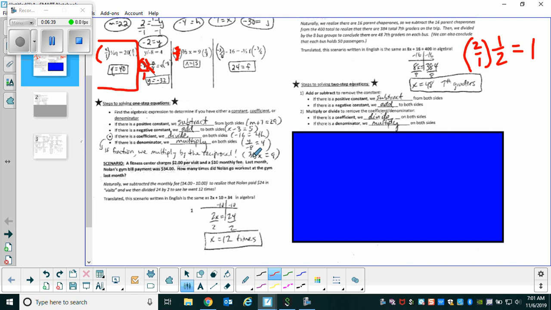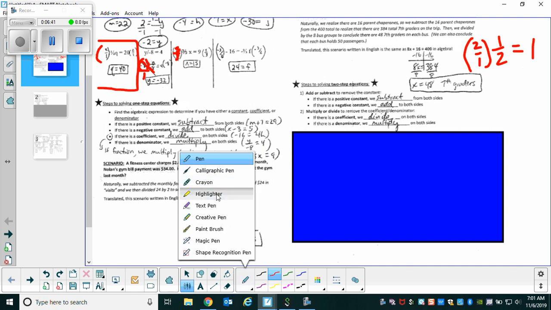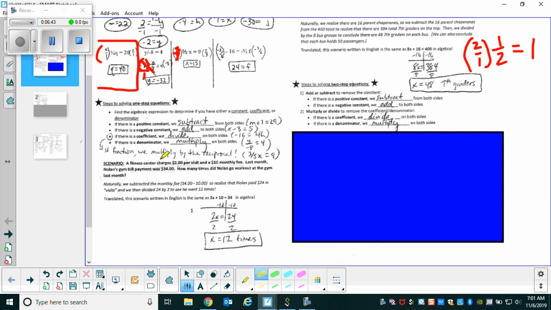All right, so now we've got a scenario here, and we have that a fitness center charges $2 per visit. This kind of sounds familiar, and a $10 monthly fee no matter what. And notice that this time we're given that somebody's total bill was $34. If we've been given the total now, folks, now we're solving an equation for the unknown. So when we have the equation here, that's the $2 each time you go, plus a $10 fee no matter what, equals the $34 total.